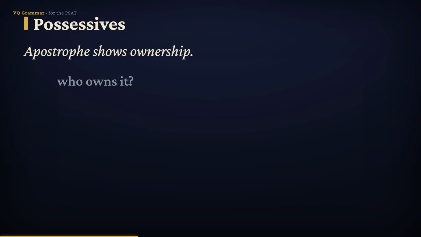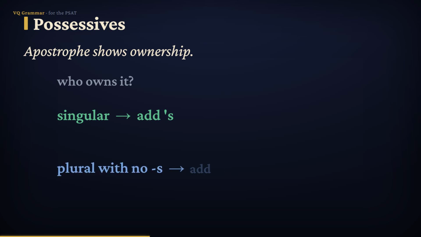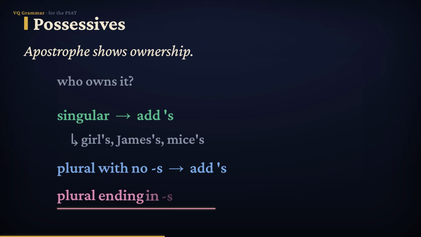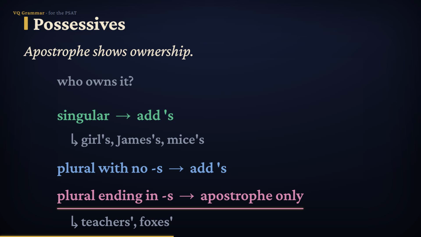Now possessives, the forms that show ownership. There are just two moves. Move 1. Add an apostrophe and s to any singular noun, and to a plural that does not end in s. So girl becomes girl's, James becomes James's, and the plural mice becomes mice's. Move 2. When a plural already ends in s, add only an apostrophe, nothing more. So teachers becomes teachers', and foxes becomes foxes'. Just the apostrophe. That's the whole trick.